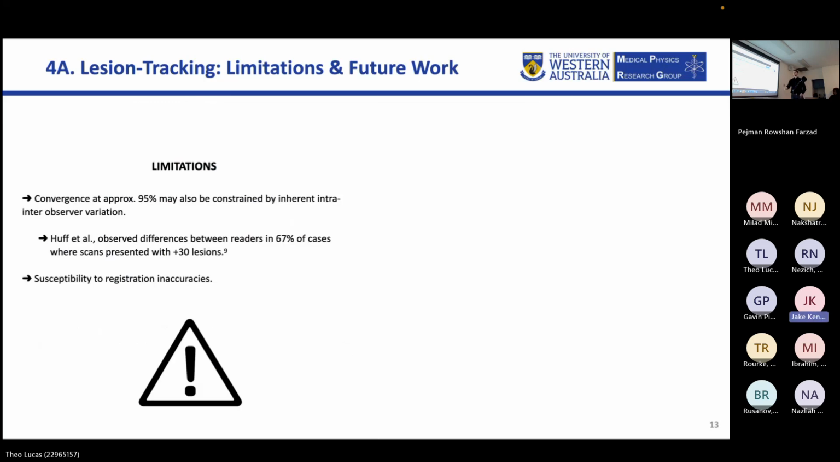As for limitations, we seem to see a convergence at about 95%. I tweaked some other things, but wasn't really able to get much further than that. On top of the registration, I do think that there is inherent inter-observer variability, which can't really be gotten rid of. And second of all, any tracking algorithm using registration is going to be inherently susceptible to registration misalignments and inaccuracies, which oftentimes can't be handled very easily.